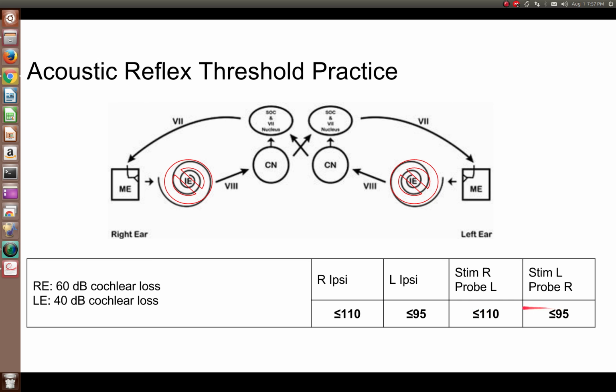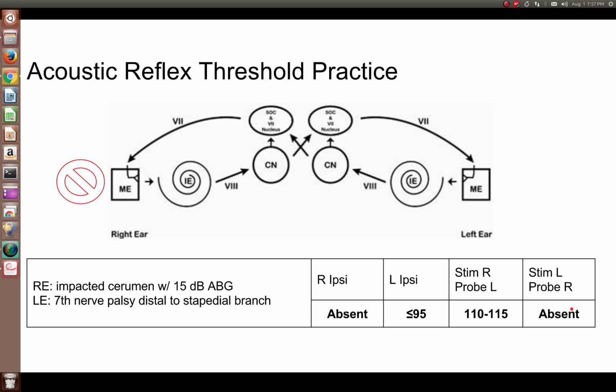And the same thing, so that should be elevated the same exact way, right? Ipsi would be. And over here on the other side, why is that in the normal range? Well, the stimulus ear is only 40 dB for the threshold. We know 40 dB produces normal reflexes, and so that's why we have less than or equal to 95. Let's move on to example 3.